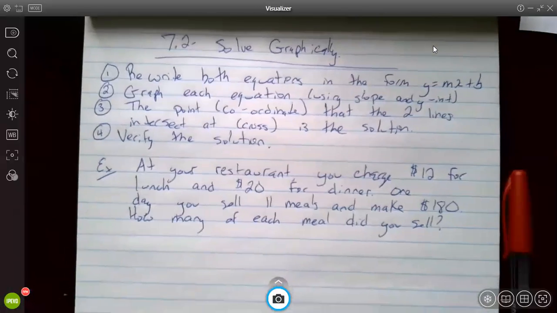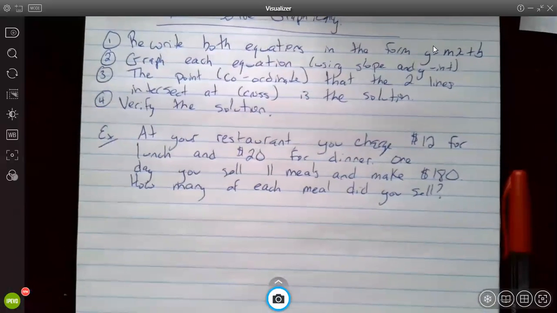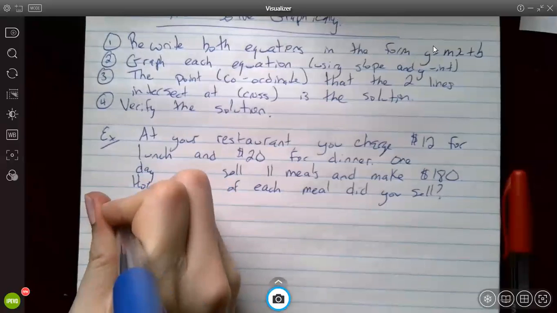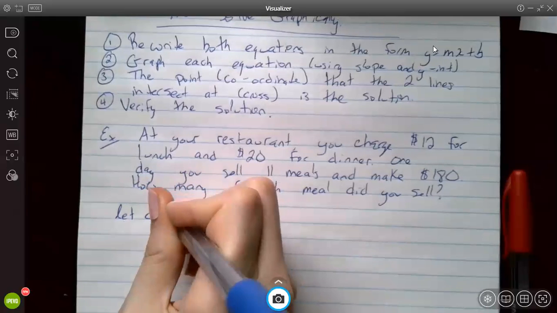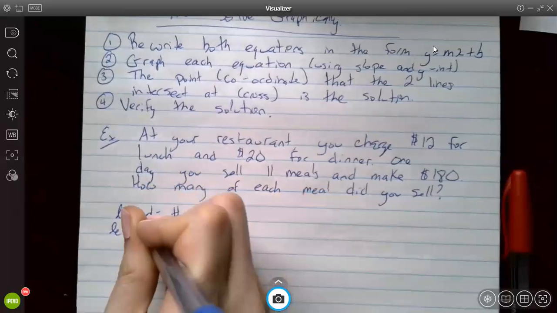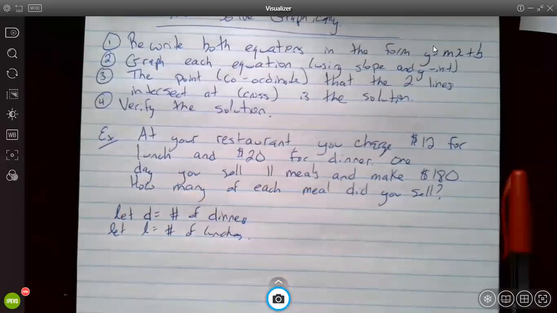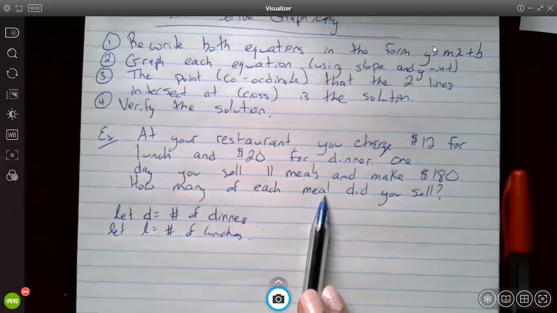So let's run through this example here. At your restaurant, you charge $12 for lunch and $20 for dinner. One day you sell 11 meals and make $180. How many of each meal did you sell? Once again, I'm going to start with my let statements. Let D be the number of dinners. Let L be the number of lunches, since that's what I'm trying to figure out: how many lunches and how many dinners did I sell.